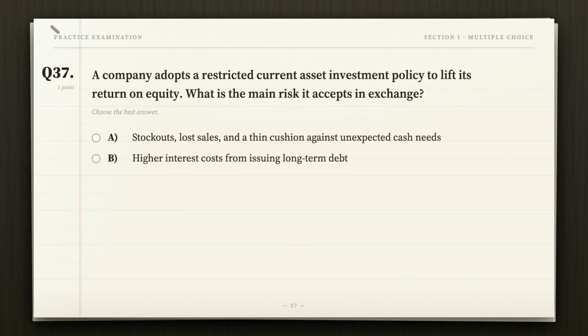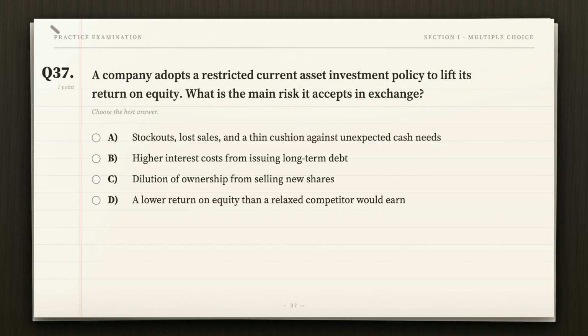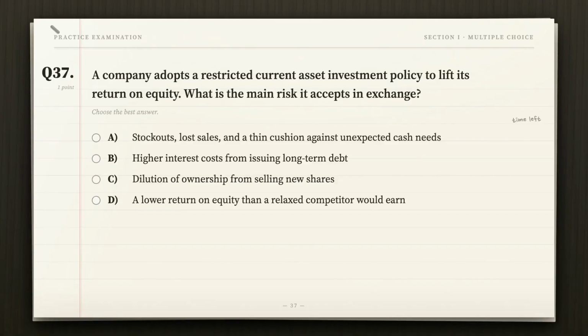B. Higher interest costs from issuing long-term debt. C. Dilution of ownership from selling new shares. D. A lower return on equity than a relaxed competitor would earn. Pick one. Trust your gut. Here's your chance to test yourself.